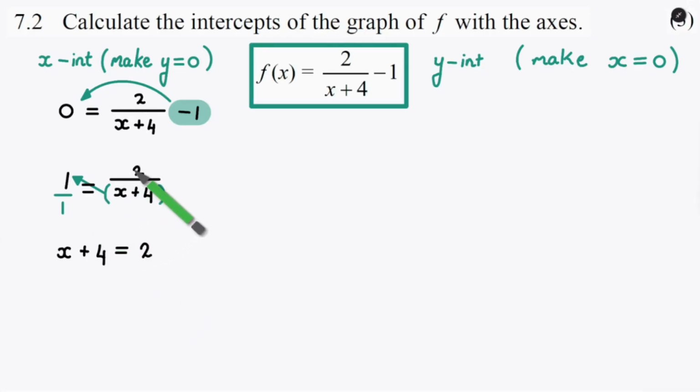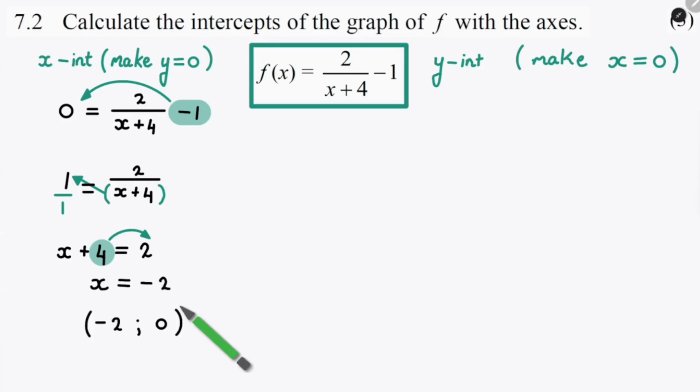Or you can say 1 times 2 gives you this 2. And then we're going to move this +4 over. Bear in mind it becomes -4. 2 minus 4 will give us -2. And after you have that -2, just make sure you write the full coordinate like this: -2 with the y value of 0.